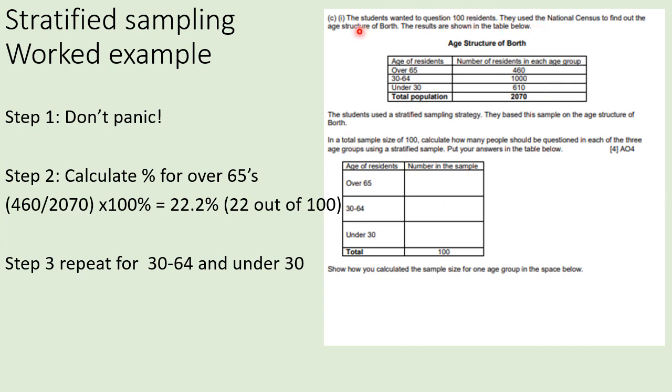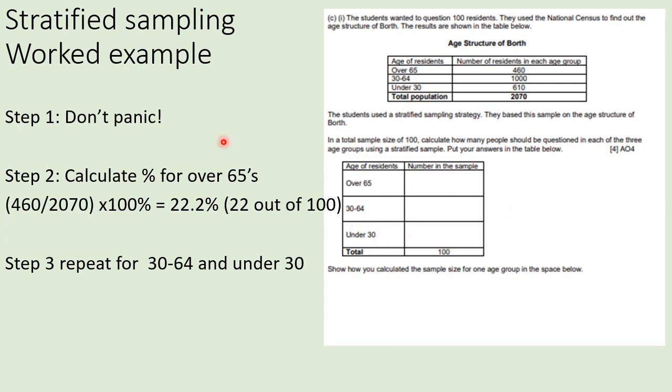So it says they want to interview 100 residents at a town called Bulf. They've used census data, so they've used some secondary data to find out that 2,070 people live there. 460 of them are over 65. How many questionnaires should they ask? Over 65s, 30 to 64s, under 30s.